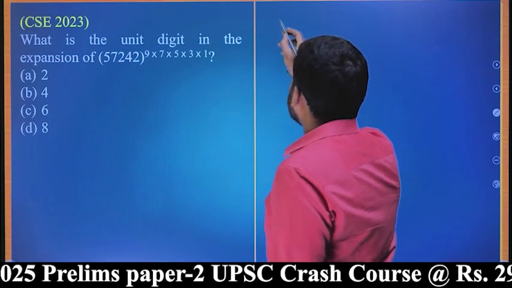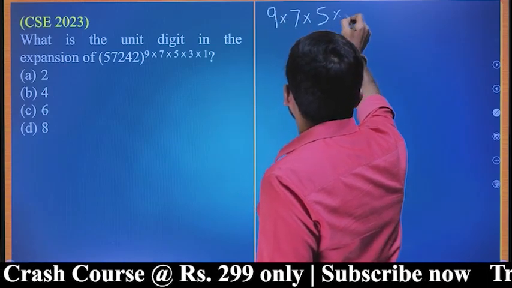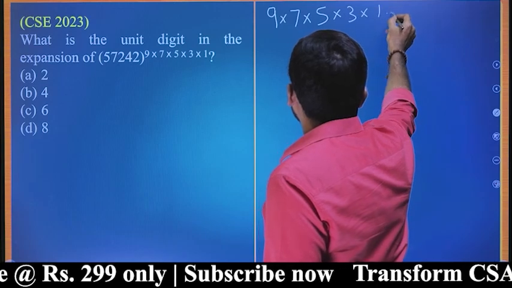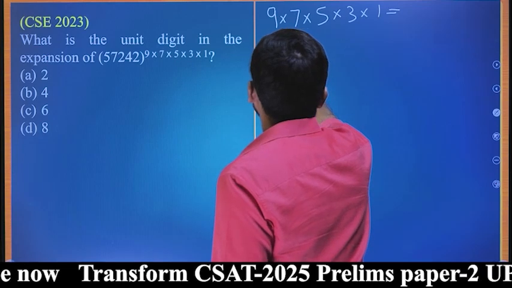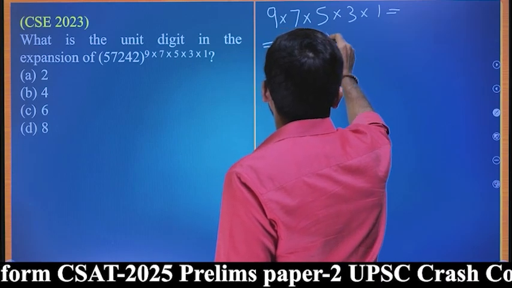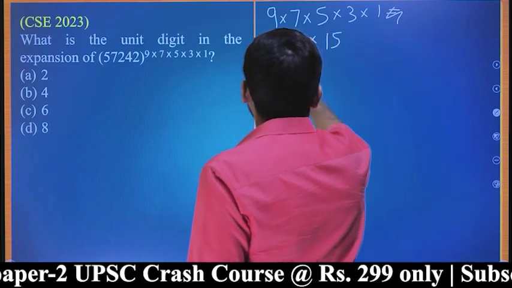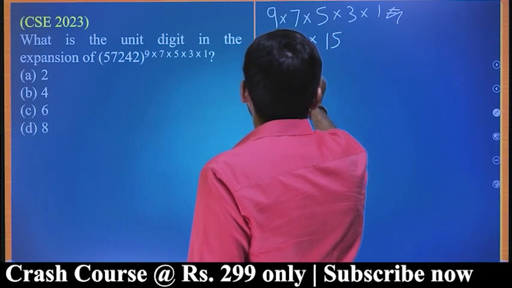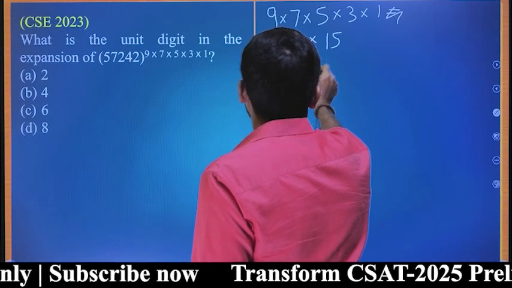Take this value, 9 into 7 into 5 into 3 into 1. This is not a very big number. It is actually calculable. What is 9 into 7? 9 into 7 is 63. What is 5 into 3? It is 15. And 1 does not matter to us. So what is 63 into 15? 15 3s are 45 and 15 6s are 90, and we have 945.